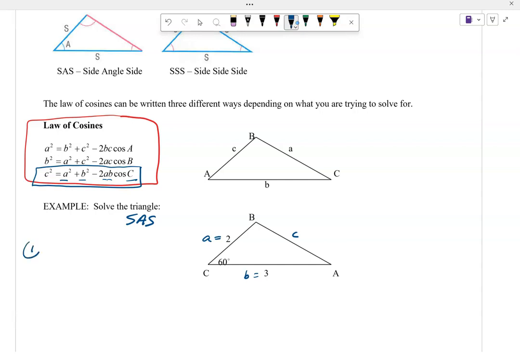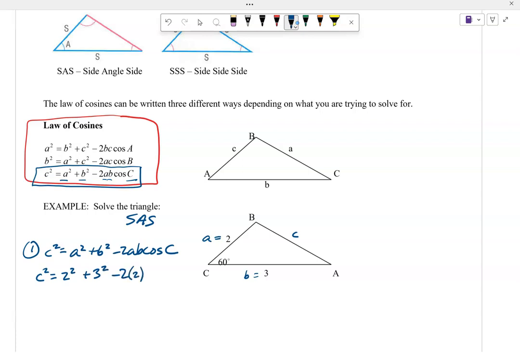And so that's number one. Let's go ahead and pick one of the three, the one that has the most variables given. And let's start filling in. So we don't know lowercase c. We do know lowercase a is 2. I know that lowercase b is 3.